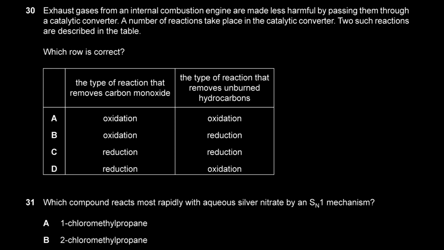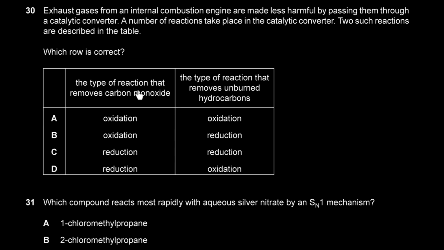Exhaust gases from an internal combustion engine are made less harmful by passing them through a catalytic converter. A number of reactions take place in the catalytic converter. 2 such reactions are described in the table. Which row is correct?